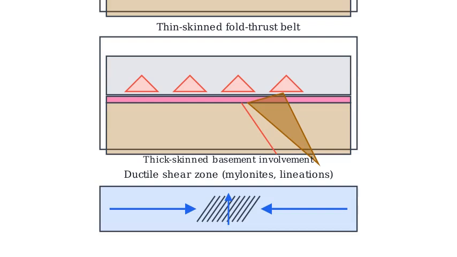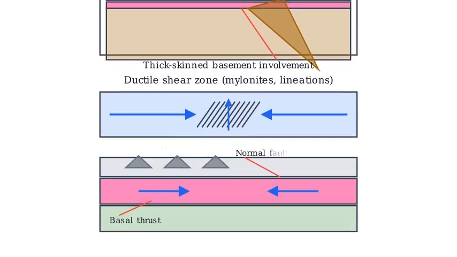If a weak middle crust forms a channel, material can be squeezed outward between a strong top and bottom. At the base, thrusting accommodates convergence. At the top, normal faults relieve gravitational stresses. Arrows show outward flow within the channel.